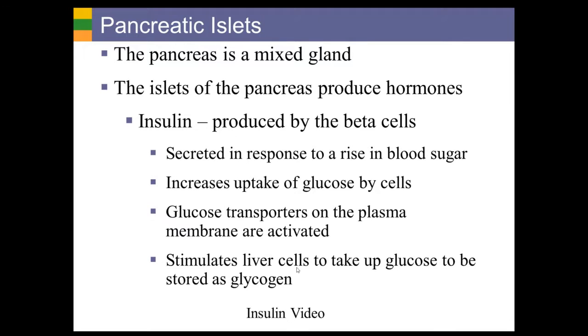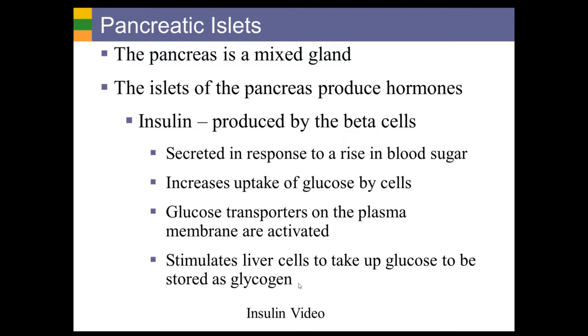Cells of the liver specifically take up glucose and store it as glycogen. Remember, glycogen is like starch in a plant. Plants store glucose in the form of starch. Animals store glucose in the form of glycogen.